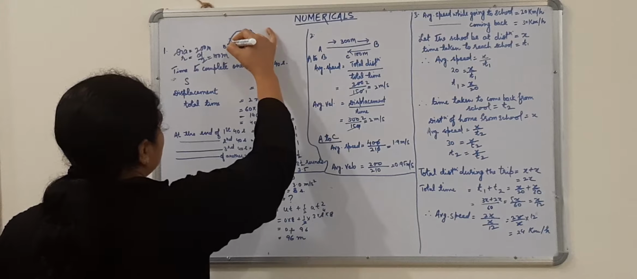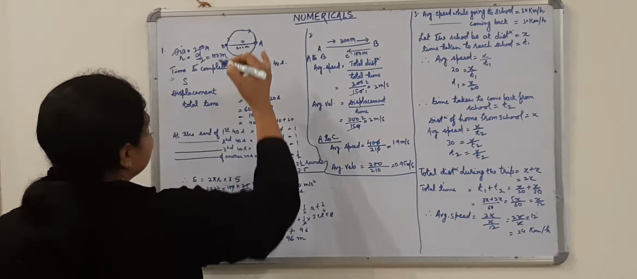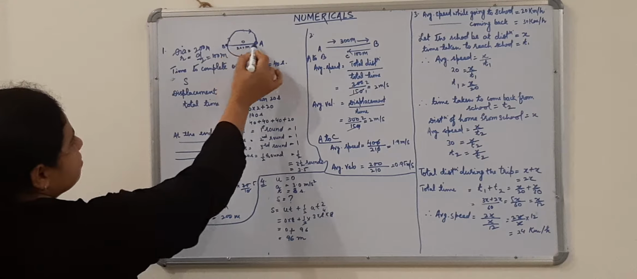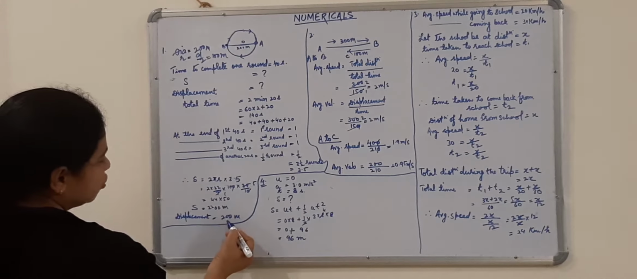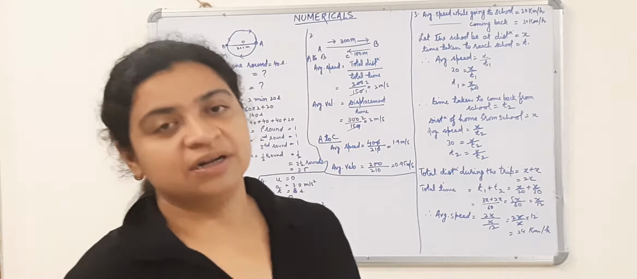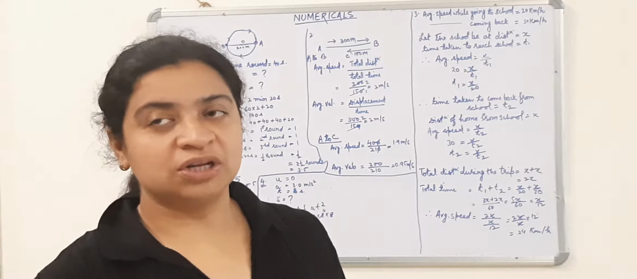So at the end of 140 seconds, the athlete is at the diametrically opposite position. The shortest distance between the initial and final position is the diameter, that is 200 meters. So in this case my displacement is 200 meter. Children, this way we solve the numericals of circular track. Now let us switch over to our second question.